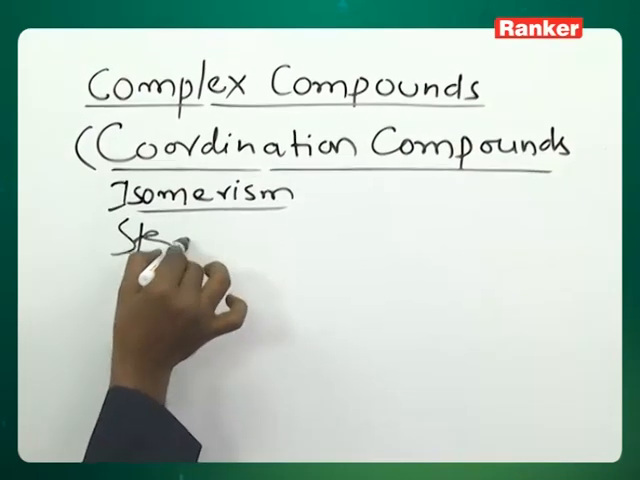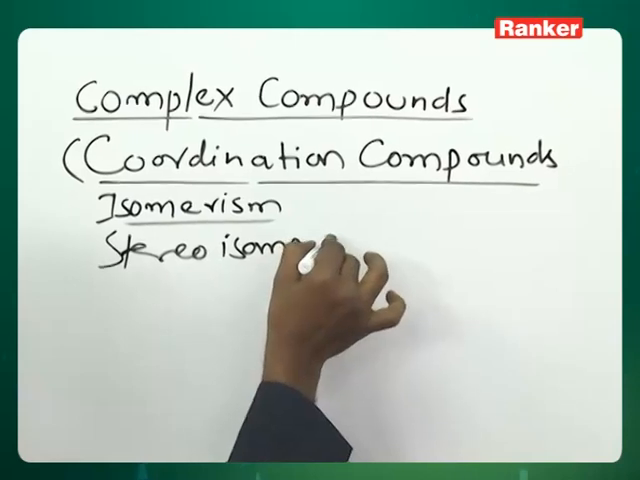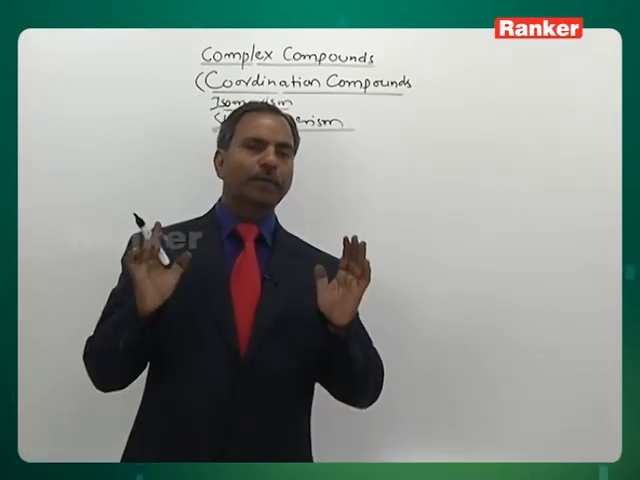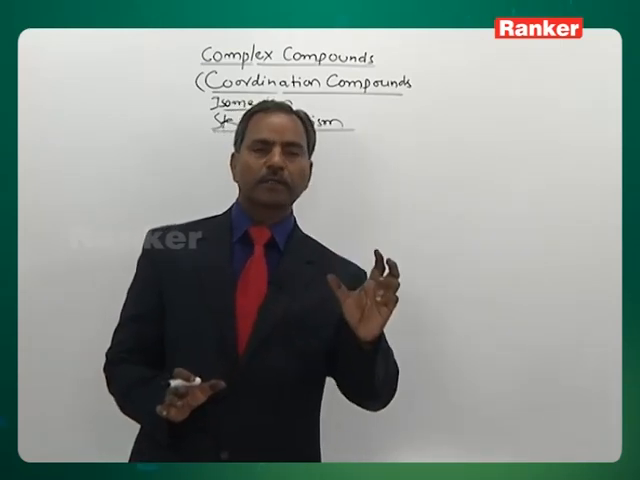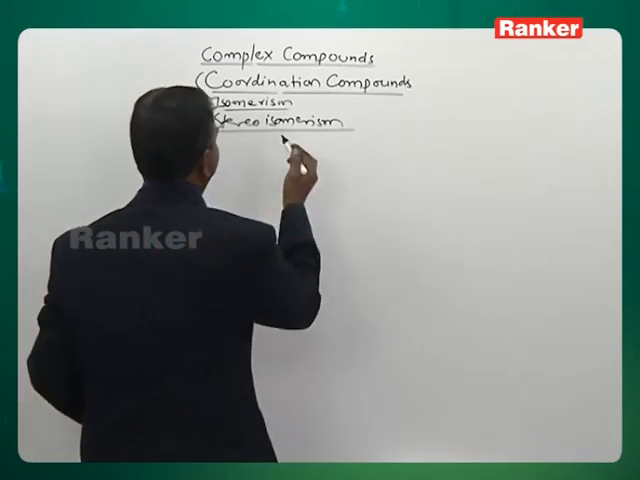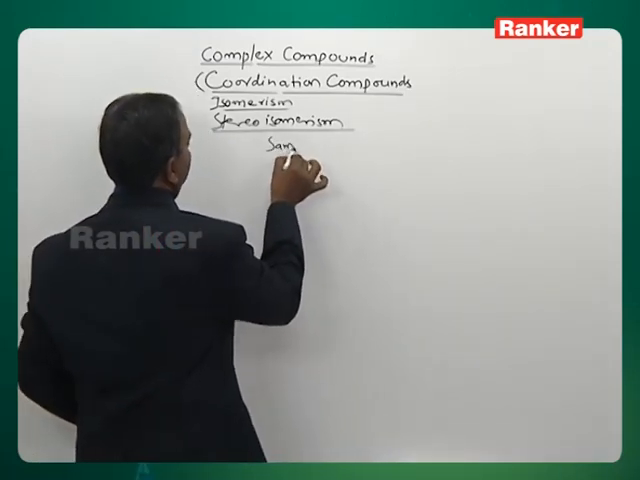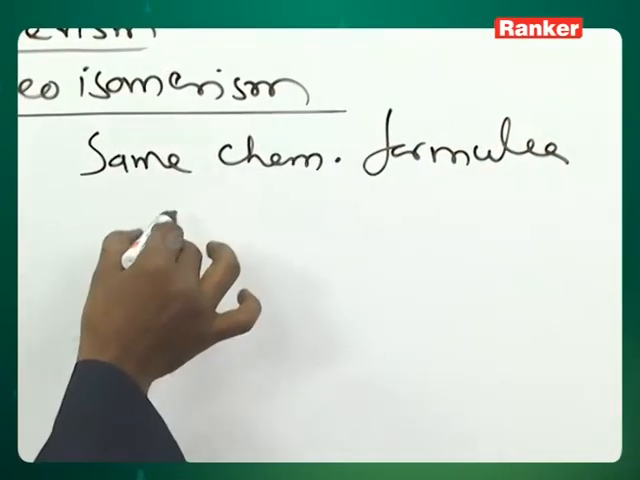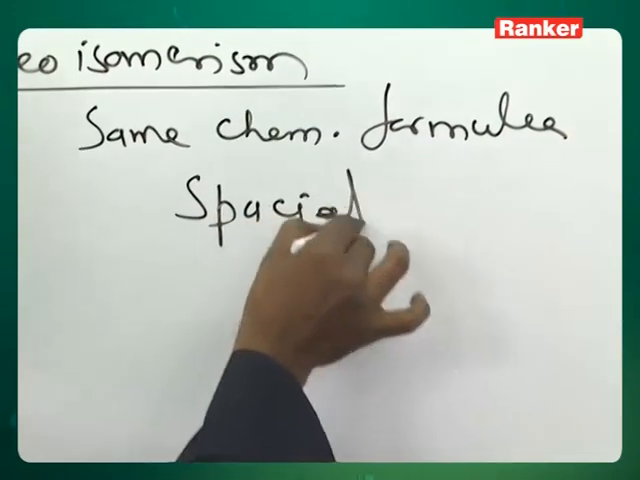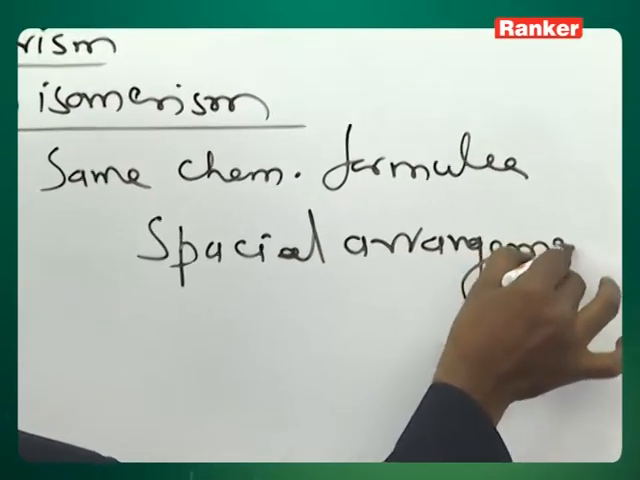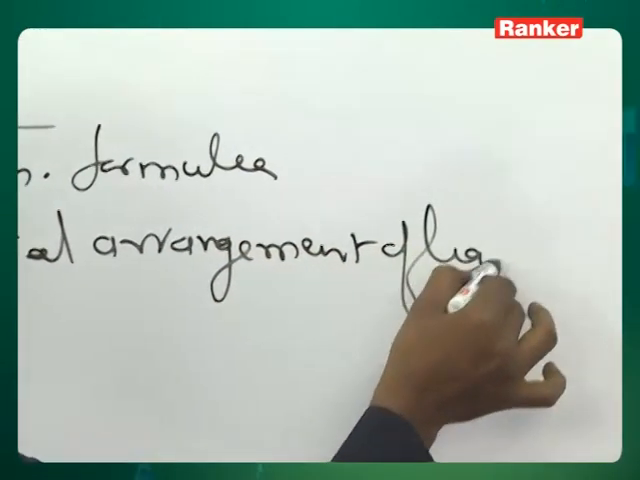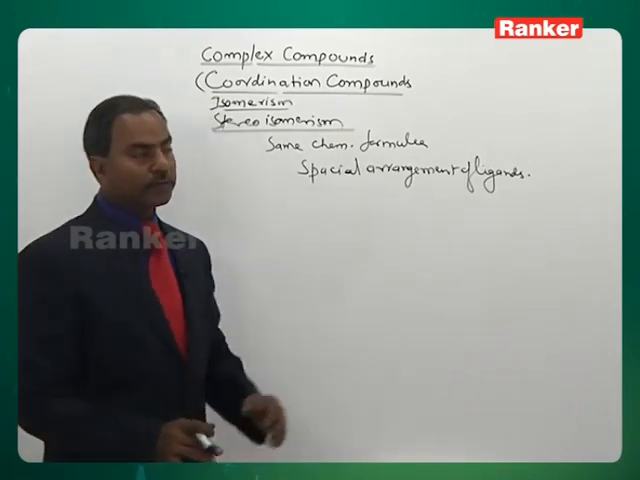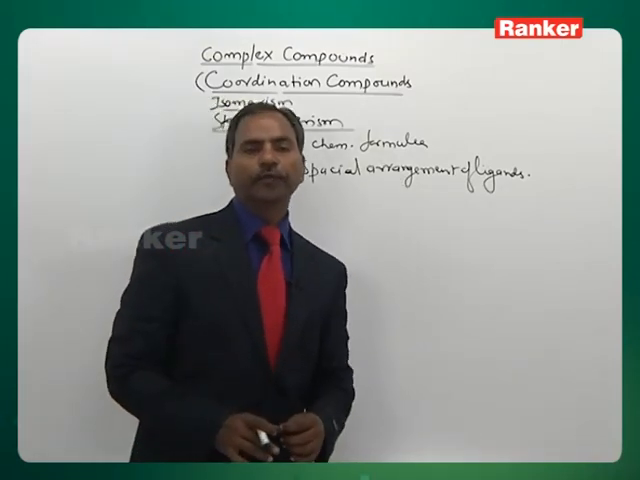Stereoisomerism. The complex compounds having the same chemical formulae which differ in the spatial arrangement of ligands are known as stereoisomers, and the phenomenon is stereoisomerism. What did I say? The complex compounds are having the same chemical formulae which differ in the spatial arrangement of ligands are known as stereoisomers and the phenomenon stereoisomerism.